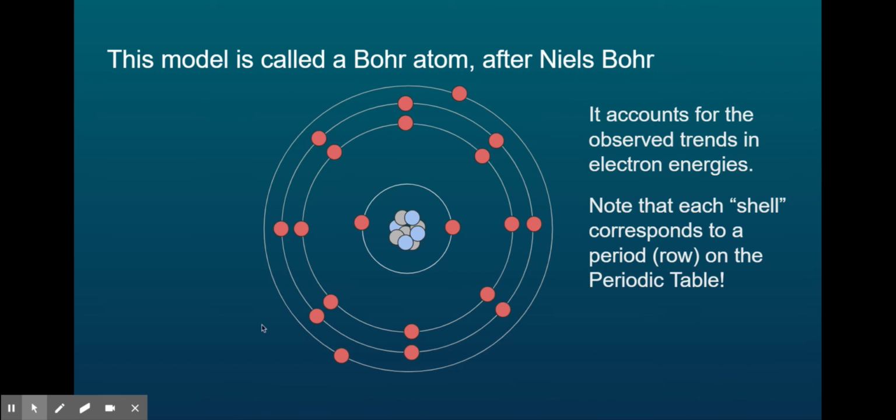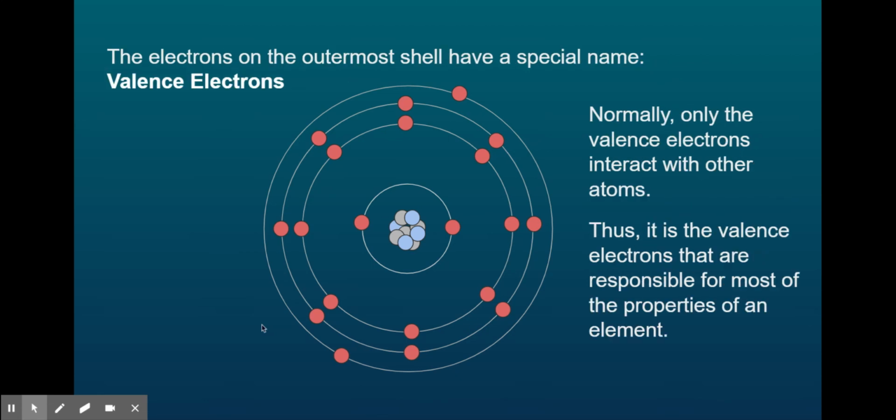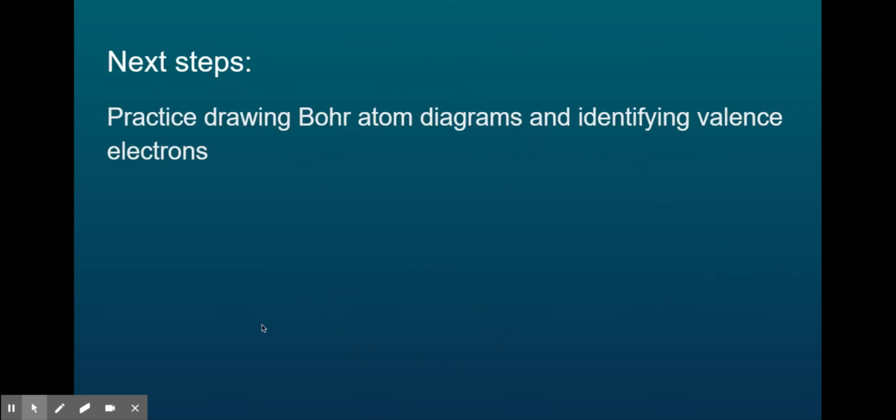This model is called a Bohr atom after Niels Bohr. It accounts for all the observed trends in electron energies. Note that each shell corresponds to a period, that is a row on the periodic table. The electrons in the outermost shell have a special name, valence electrons. Normally, only the valence electrons interact with other atoms. Thus, it is the valence electrons that are responsible for most of the properties of an element. So our next steps are going to be to practice drawing Bohr atoms and identifying valence electrons.